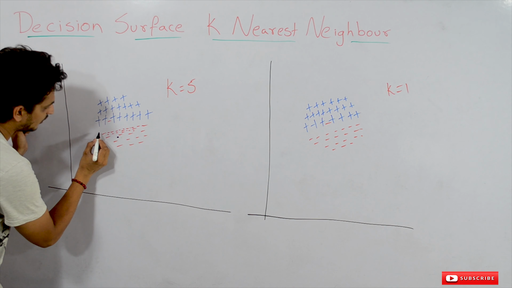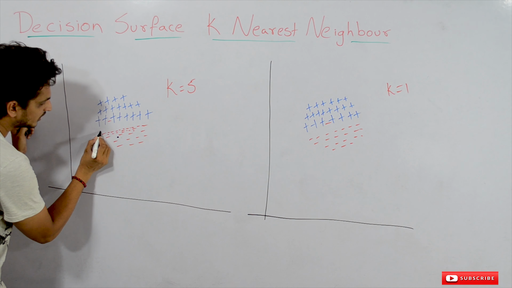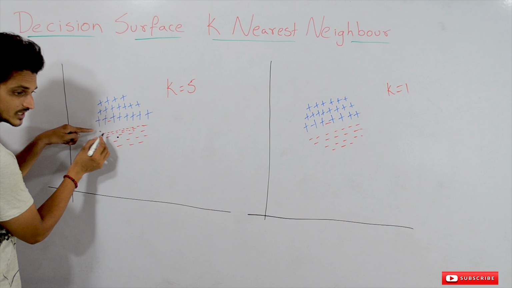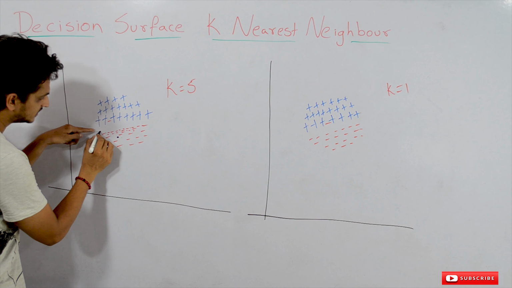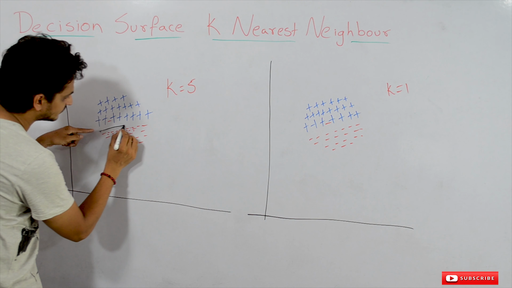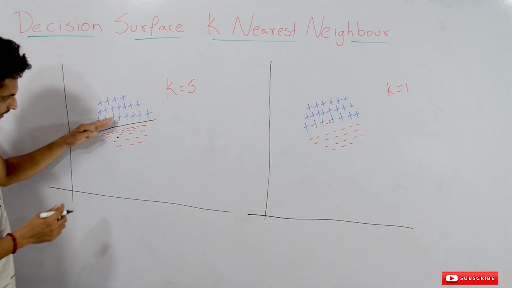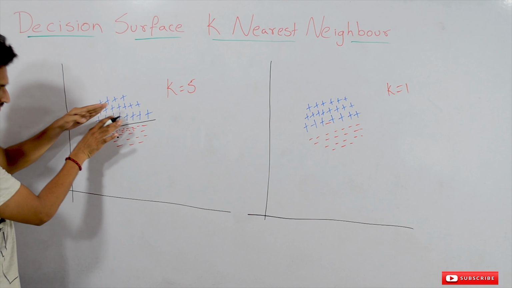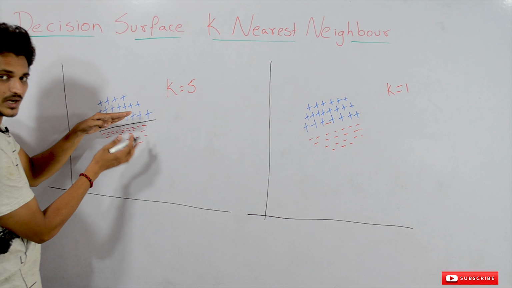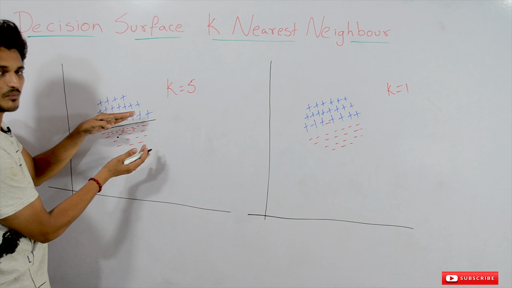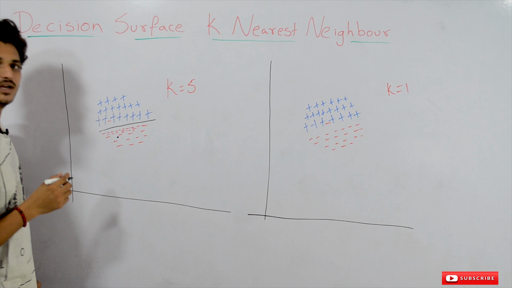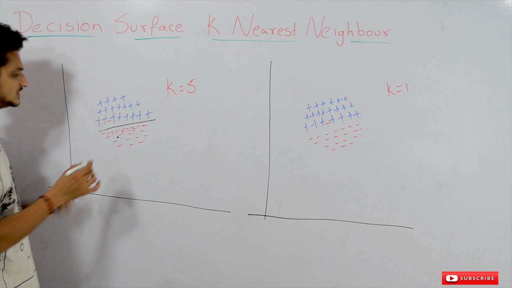Like that, if you take a point here, our model will predict a negative point because most of the nearest points are negative. Like this, if you take a testing point on this side of the surface, our model will predict it as a negative data point. If you take a testing point on this side, our model will predict it as a positive point.